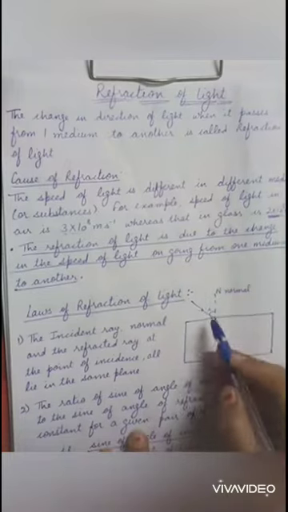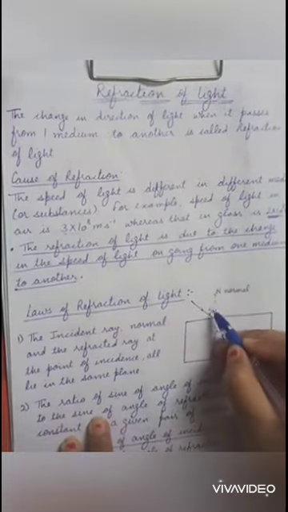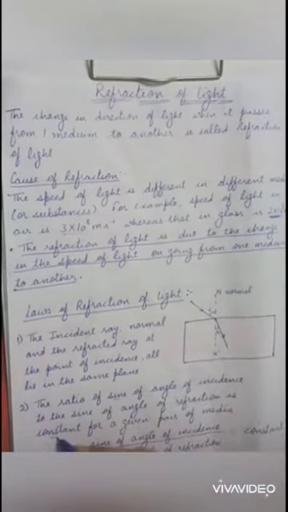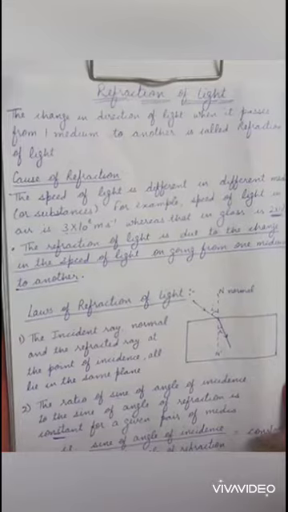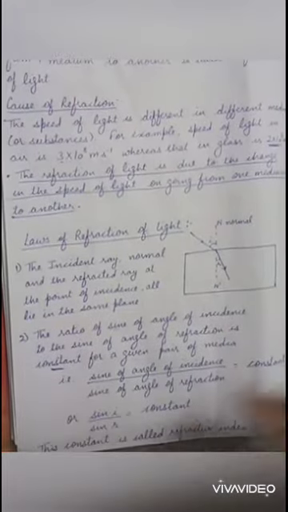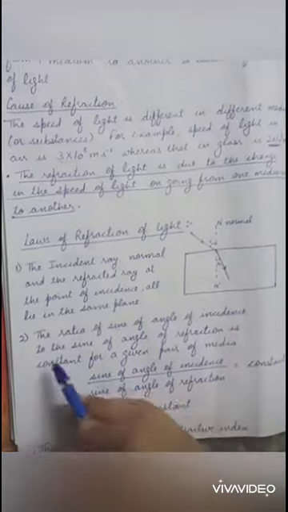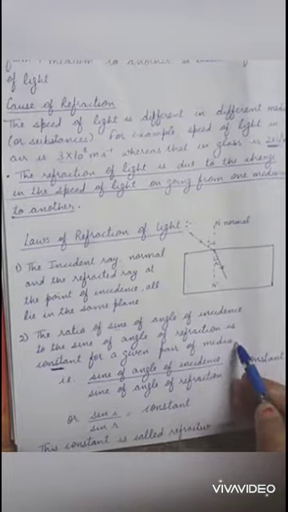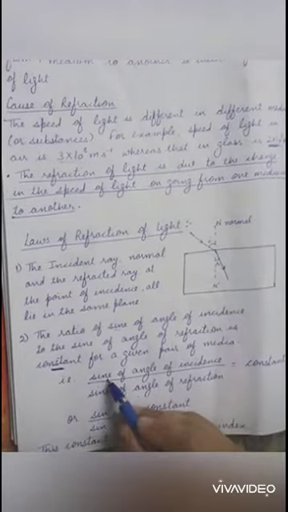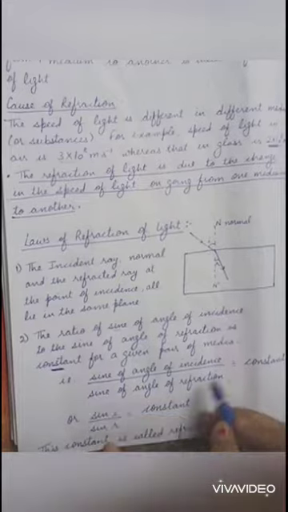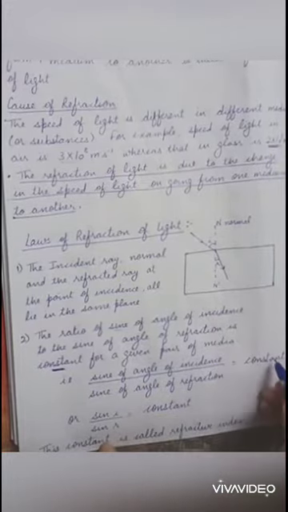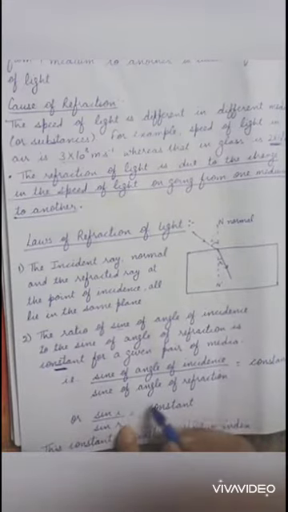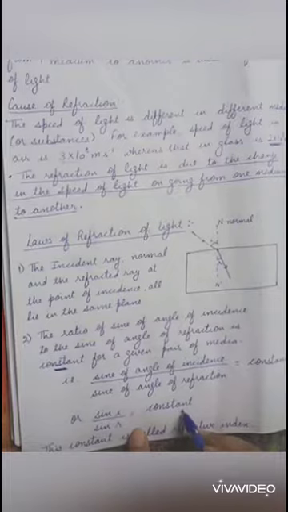Second law is the ratio of sine of angle of incidence to the sine of angle of refraction is constant for a given pair of media. That is, sine of angle of incidence divided by sine of angle of refraction is equal to constant. Sine i upon sine r is equal to constant. This constant is called refractive index.